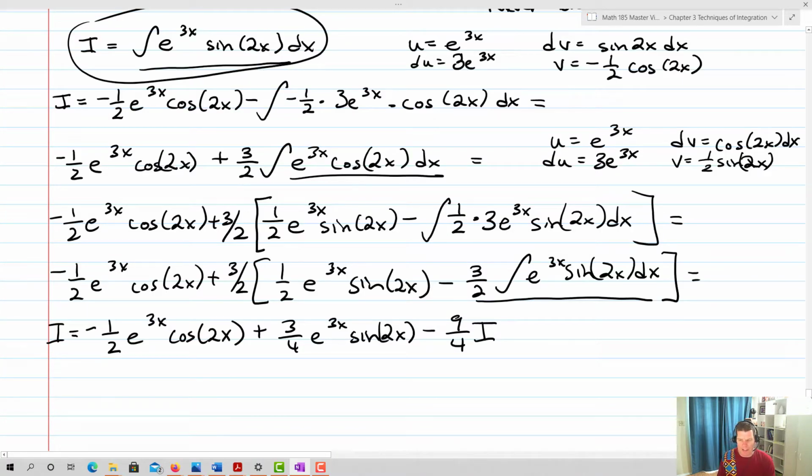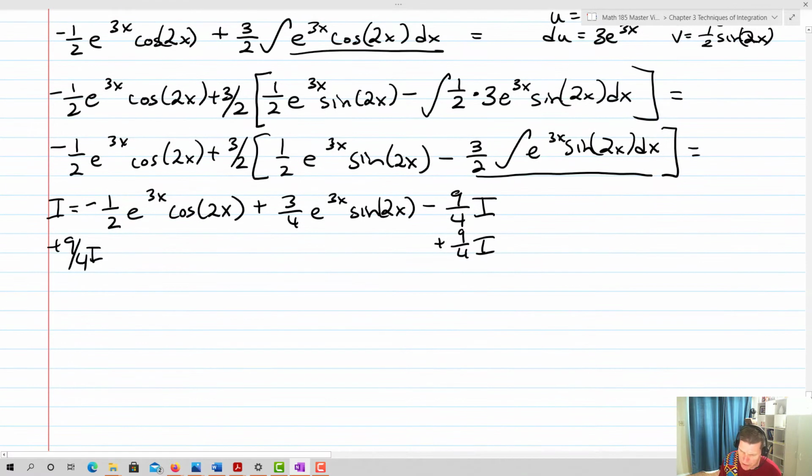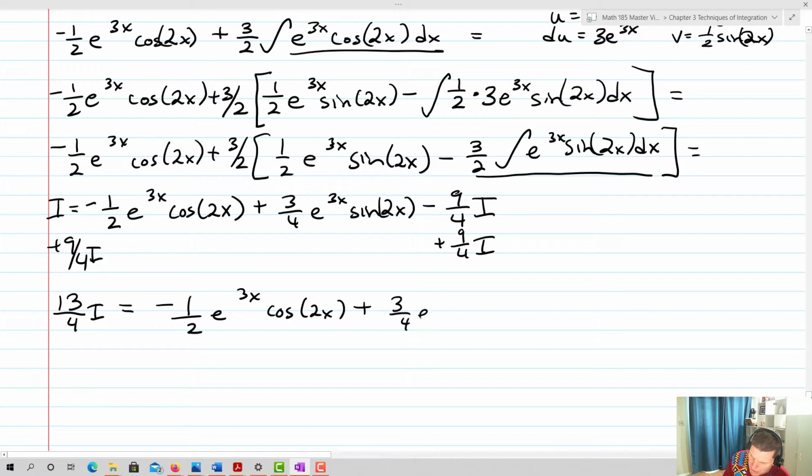So now I'm going to do something that's really clever. I'm going to add 9/4 I to both sides. And just remember that I is what we're solving for. It's our integral. So this gives me 13/4 I equals negative 1 half e to the 3x cosine 2x plus 3/4 e to the 3x sine 2x. And we'll eventually add a plus c in just a moment.